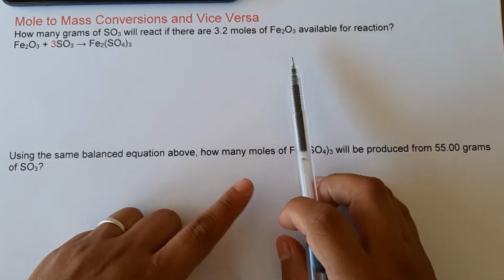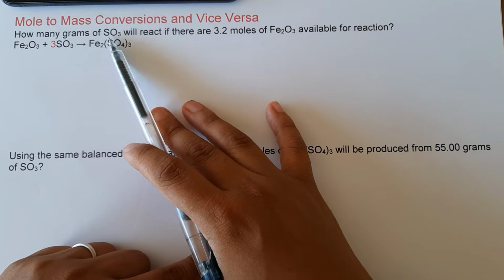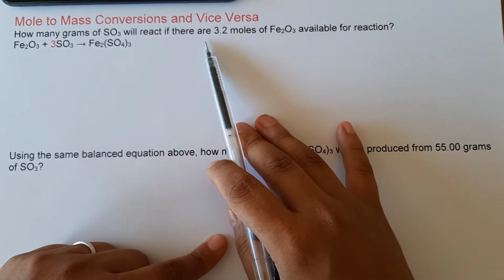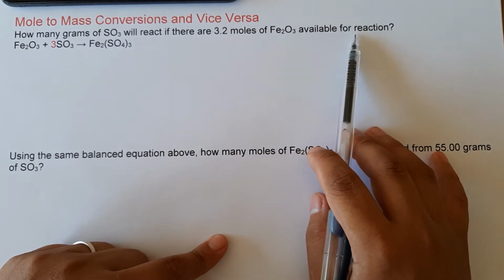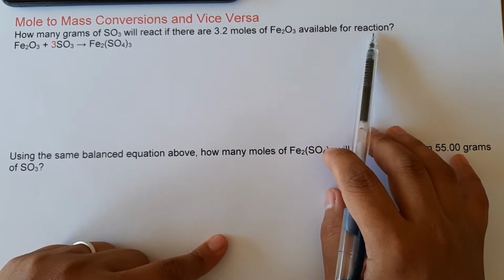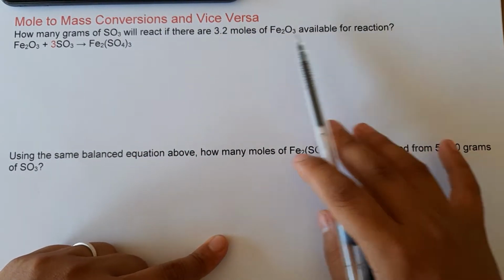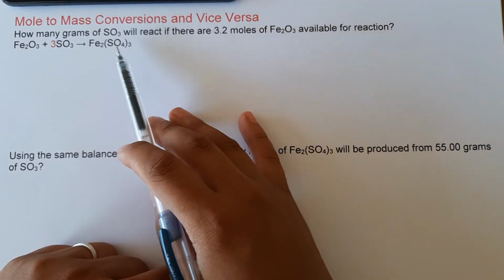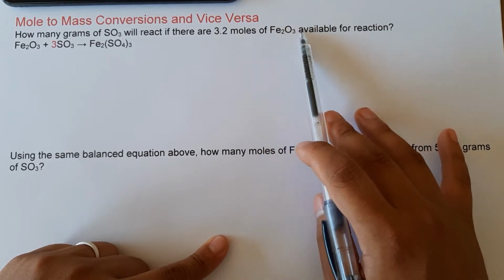analyze the problem. So, the problem here is how many grams of sulfur trioxide will react if there are 3.2 moles of iron trioxide available for reaction. Ito yung ating problem. So, what are the components of the balanced chemical equation involved? So, ang mga involved po natin ay sulfur trioxide at saka iron trioxide.